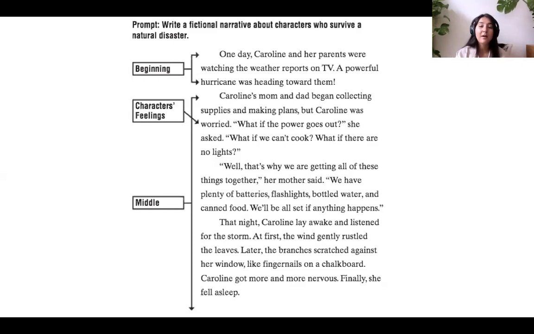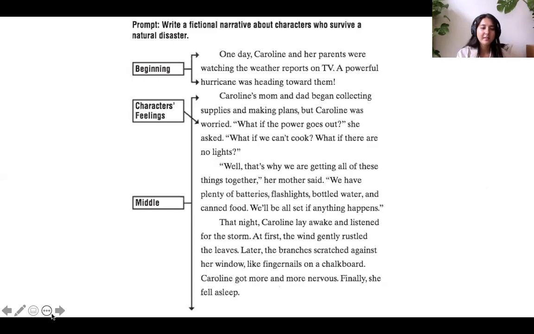So automatically, I know this story is about Caroline and her mom and dad, and that there is a hurricane heading towards them. So I'm a little bit worried. I'm also a bit interested because I want to know what's going to happen. Then it moves on and we find out some of the characters' feelings. "Caroline's worried. What if the power goes out? What if we can't cook? What if there are no lights? What are they going to do?" So here, again, it's engaging me. Caroline's feeling worried, and therefore I'm feeling a little worried too.